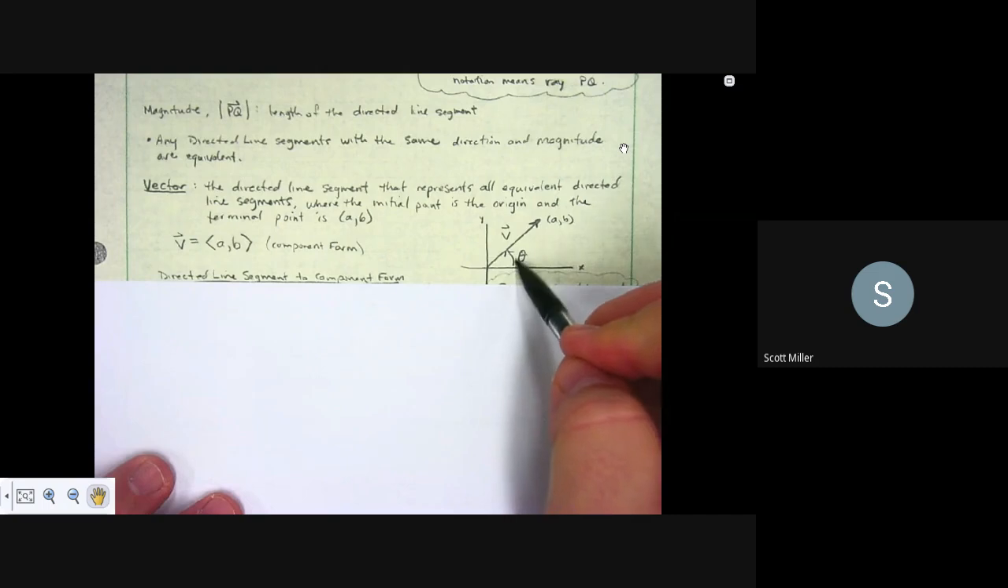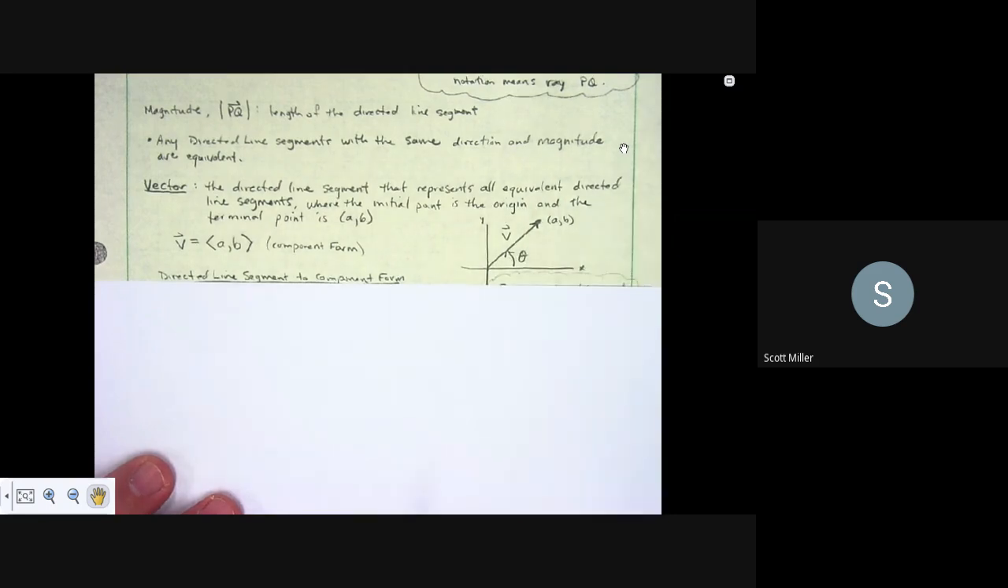The angle that we are traveling, so the direction angle, is theta. The terminal point is AB. The initial point is 0, 0. This is a vector drawn in standard position.